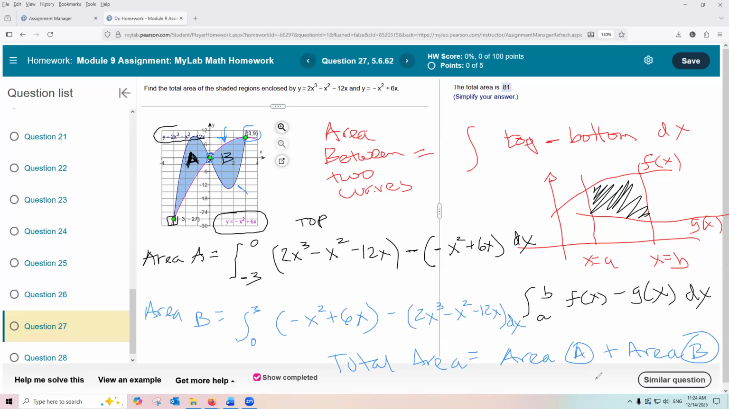Okay, so the key to this problem is really treating these two areas, area A and area B, as separate areas. The reason you need to do that is the top and the bottom curves swap between the left side and the right side of this area they're highlighted.